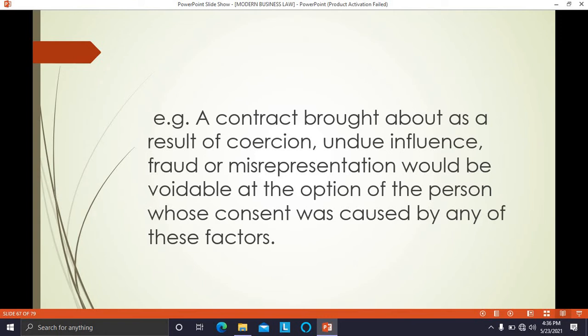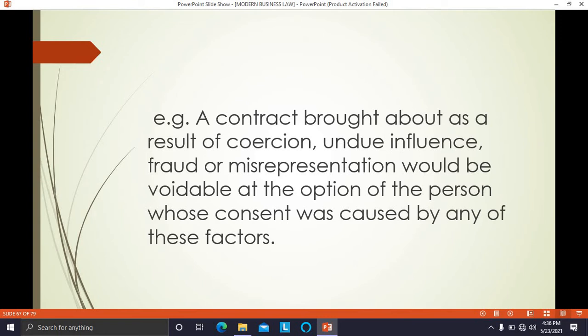Now, this contract will be voidable. At whose option will this contract be voidable? At the option of B, whose consent is not a free consent. B has given consent because of the force used by A. Therefore, B will have two options. If he wants to enforce that contract, if he wants to sell his property as per the terms of the contract for just 5,000 rupees to A, he can do so. He can enforce that contract.